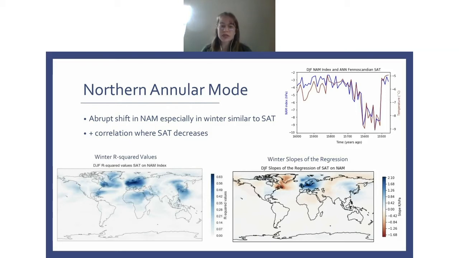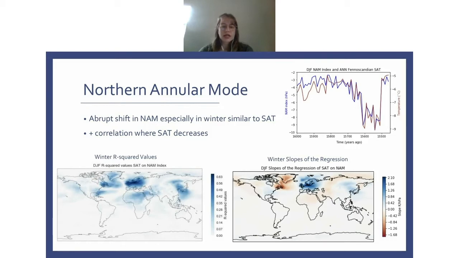And if we look at the slopes, we can see that there's a positive correlation around Fennoscandia, which means that as northern annular mode is decreasing, surface air temperature is decreasing, which again you can see not only from the time series in the upper right corner, but we also saw that in the color maps. And around the Labrador Sea, we're seeing a negative correlation. So as northern annular mode is decreasing, surface air temperature is increasing, which again, we saw in the color maps. And not only this, we're seeing about a 1-to-1 ratio. So the northern annular mode shift is explaining all of the surface air temperature shift.